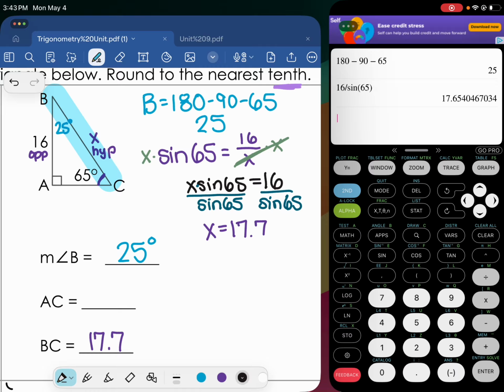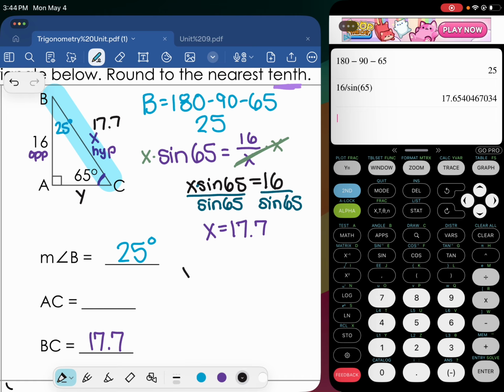Now you can use trig to find the last side if you want to. Personally, I don't love that idea because it's a little bit more complicated. So instead, I'm going to use Pythagorean theorem. I'll go ahead and call this y. Now I already know the hypotenuse, so instead of adding my two squares, I'm going to subtract them.